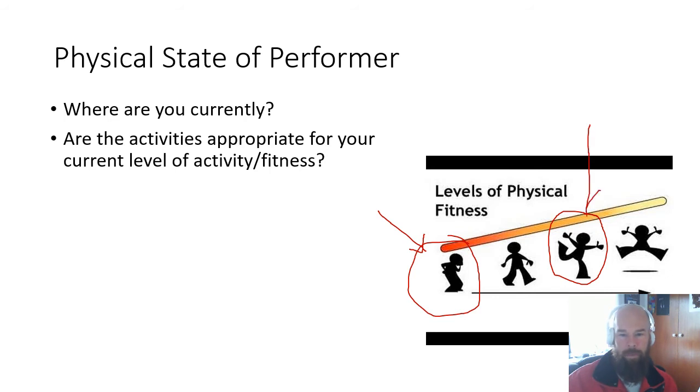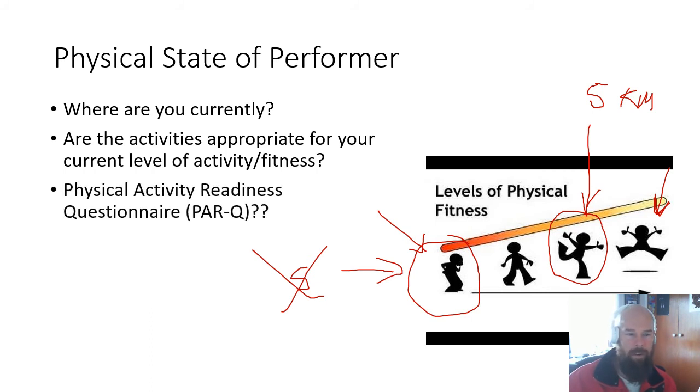This person here might be able to achieve 5K, and I'm going to try and write 5K with my mouse. I should be doing this on my tablet, but I'm not. But this guy here, he's definitely not going to be doing that. 5K is just not going to happen. Is 5K going to be relevant to this person here, someone who's already physically active? Probably not. You probably want to do something that's a little bit more than that. Have you completed your physical activity readiness questionnaire?